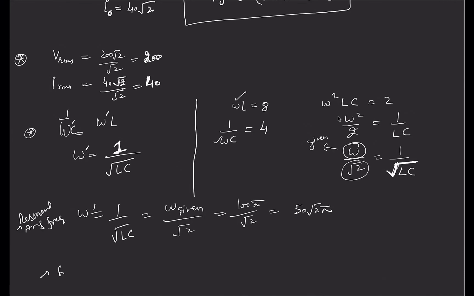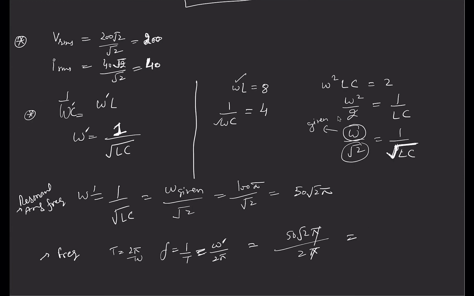If you are asked to calculate frequency, we know that time period is equal to 2 pi by omega. Frequency is equal to 1 upon time period, which is equal to omega by 2 pi. So basically we have to divide the above omega dash by 2 pi to calculate the resonant frequency. So 50√2 pi by 2 pi. This is 25√2. Then we have to find net impedance.